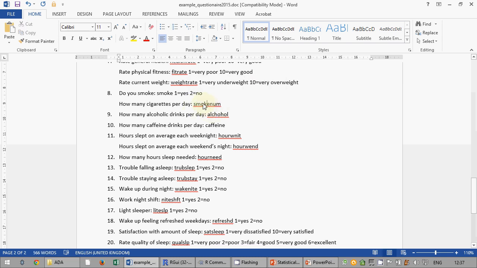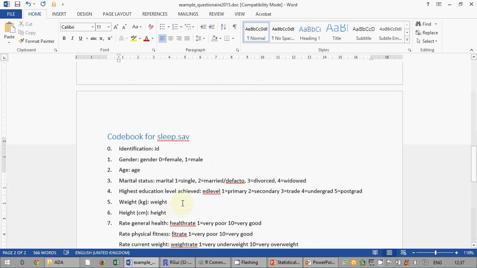Modern computer programs allow longer variable names. So this could be, for example, hour weekday, hour weeknight, and hour weekends. Okay, but this is the way it has been coded. Trouble sleep, trouble stay, weeknight, night shift, light sleep.